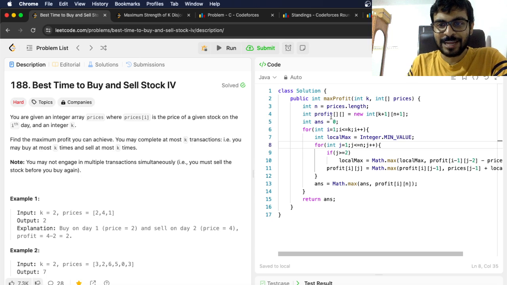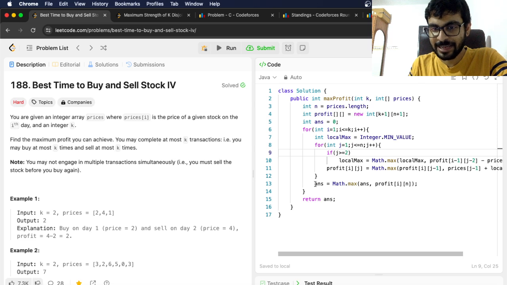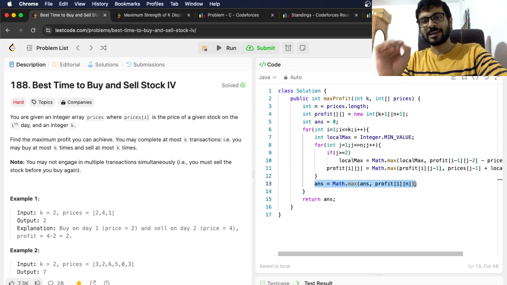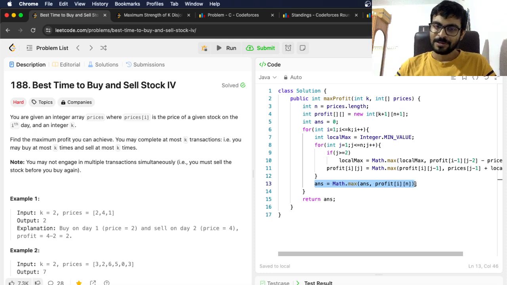So this is the profit array. This is the answer that I'll be returning. Now, it is not compulsory to use k transactions. I can use less than k transactions also. That is why I'm taking the maximum at the end. For each i, for i transactions, tell me what is the best answer you get, which is profit[i][n]. That is what we'll be returning.